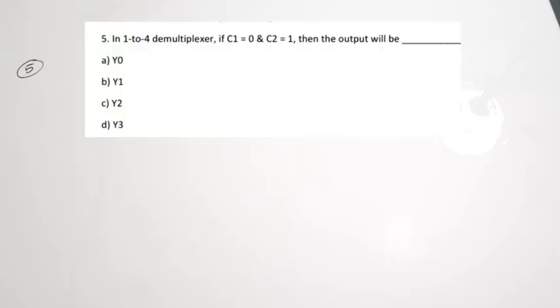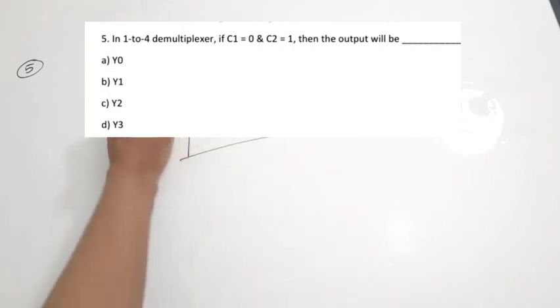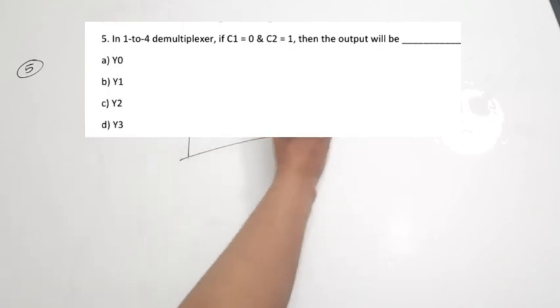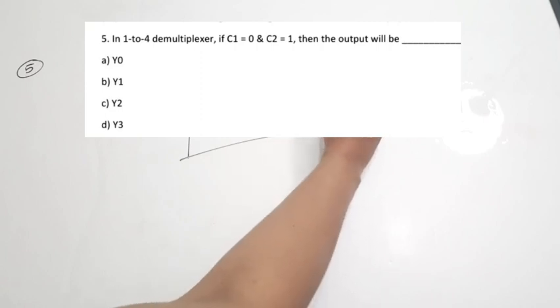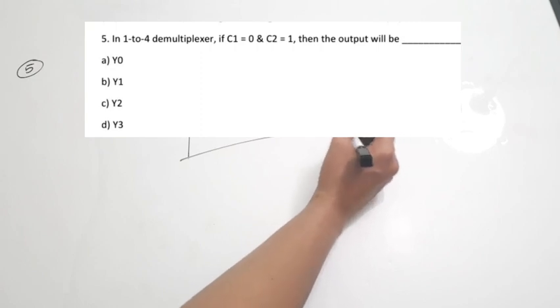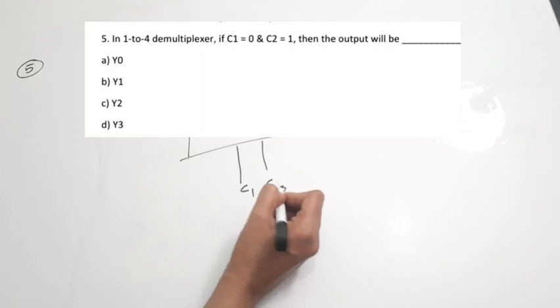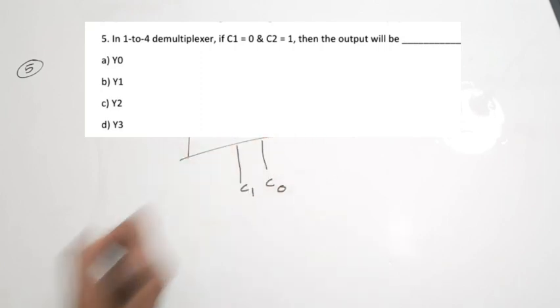Fifth question. Okay. Fifth question is in a 1:4 demultiplexer, if C1 equal to 0 and C2 is equal to 1, then the output will be dash. Okay. So I'm going to draw a demultiplexer here. This is a 1:4. 1 input, 4 outputs. This is Y0. I'll write name according to the options Y1, Y2 and Y3. Select lines you are going to give us C1 and C0. Okay, this is a 1:4 demux.